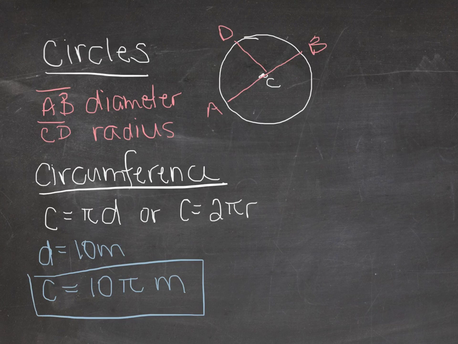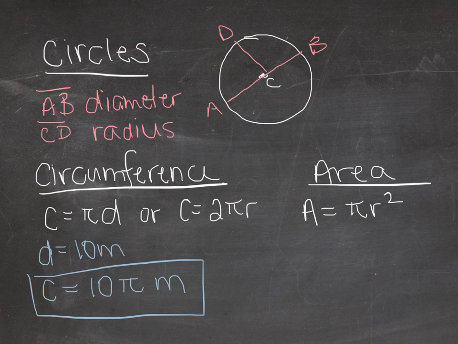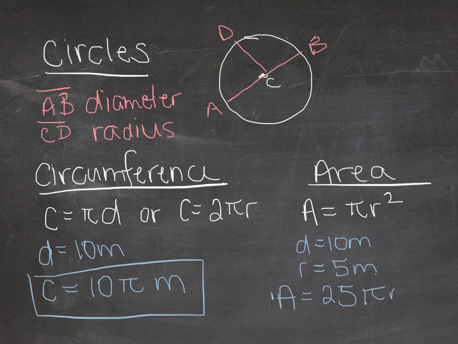Okay, to calculate the area of a circle, the area is equal to pi r squared. So to calculate the area, I need only the radius. So let's say again, I was given the diameter was 10 meters. Well, the first thing I need to do is find the radius from that, so I need to cut it in half. So the radius will be equal to 5 meters. So then plugging that in, I'll have area is equal to pi times 5 squared, which is 25, or 25 pi meters squared.